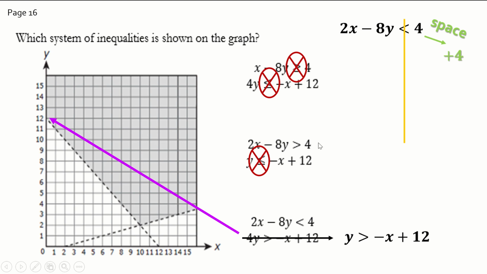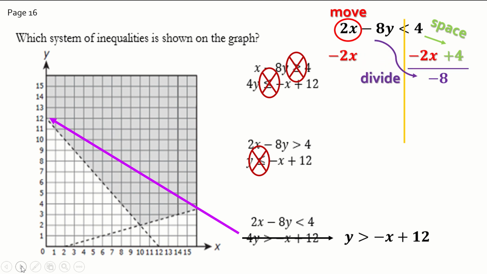So the top inequality up here, we're going to space, move, divide. The first step to get y by itself is to erase the 4. We then will move the 2x term to the other side by subtracting 2x. And then the last step is to divide by the negative 8. We just divided by a negative, so it's very, very important. You cannot forget, you must flip your inequality sign.